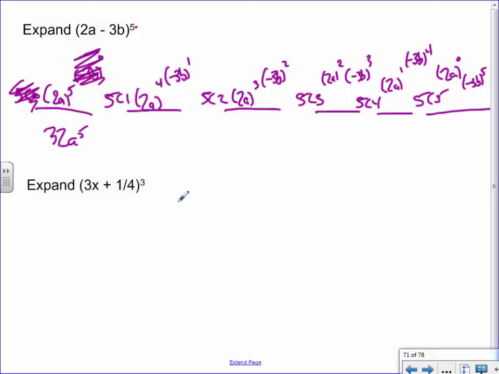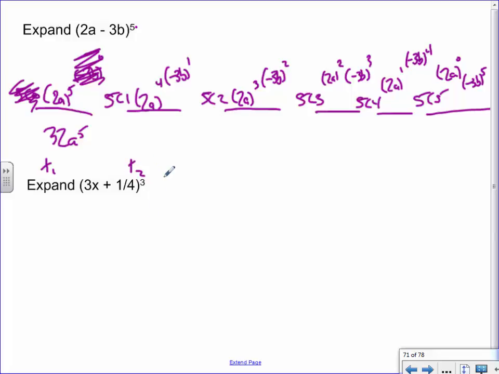Or 32a5. And the reason why is that the 2a, both of them have to go to the power of 5. So 2 to the power of 5 is 32. And a to the power of 5 is a to the 5. So you do need to take the 2 and times it to the power of 5 as well. So there's my first term. This would be known as T1, by the way. That's term 1.